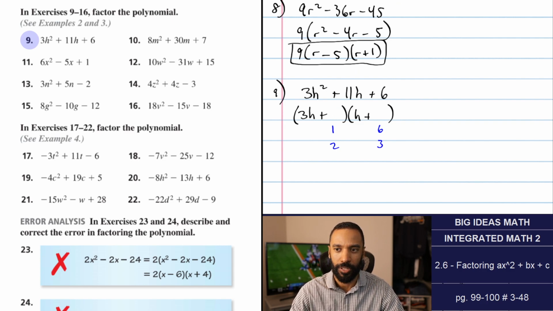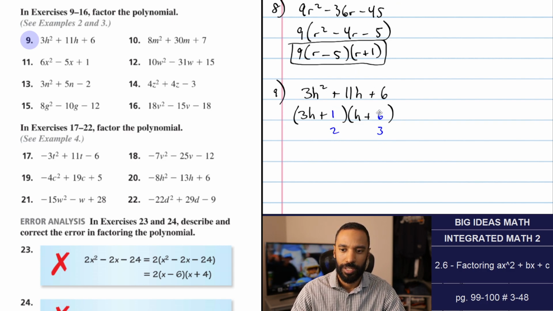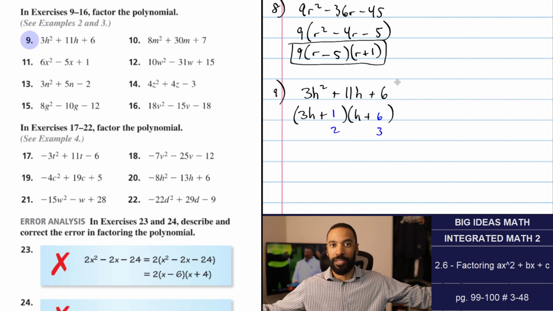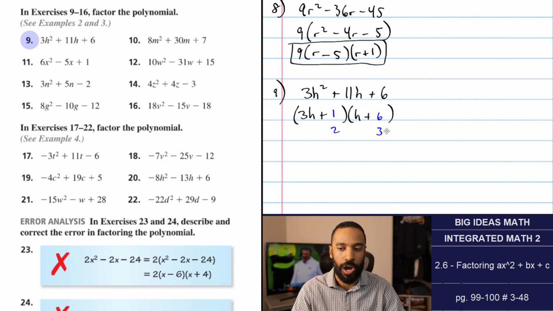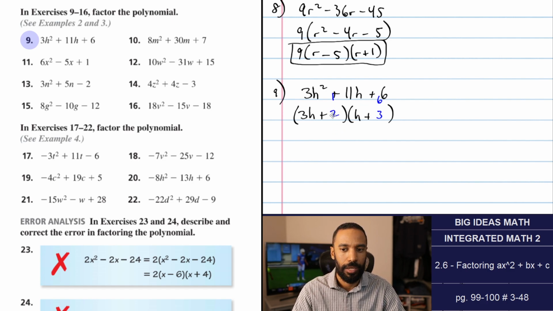So the only possibility is either this or this. Which one? Let's try 3. 3 times 6, let's try this. 3 times 6 is 18, already too big. I need to add to 11. This is already too big. It's not going backwards. Let's try this. 3 times 3 is 9, plus 2 times 1 is 11. It becomes that one. So let's erase the previous one above, and that ends up being the answer.